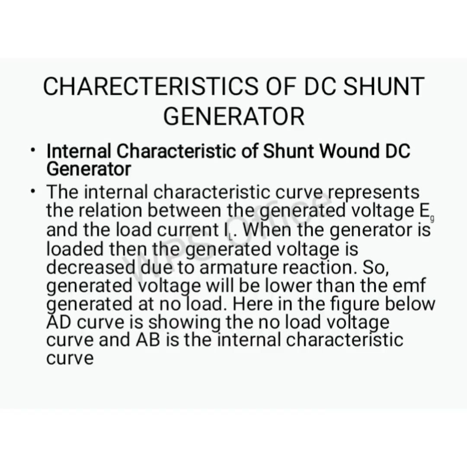Here are the internal characteristics of the shunt DC generator. The internal characteristics curve represents the relation between the generated voltage EG and the load current IL. When the generator is loaded, the generated voltage decreases due to armature reaction, so the generated voltage will be lower than the EMF generated at no load.